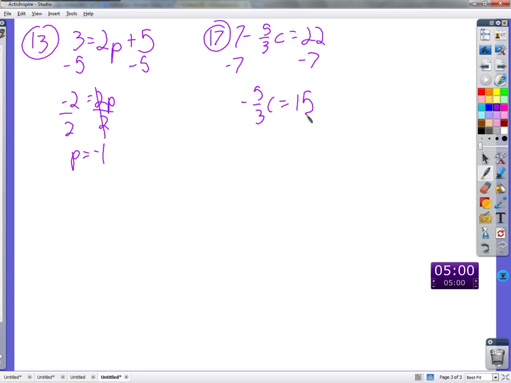Okay. So now we want to know C. Okay. Well, we know the opposite of 5/3 times c, that would be, if you took c, multiplied it by 5 and divided by 3, and then made it the opposite of whatever that was, then you would get 15. So how do we counteract that? How do we do the inverse of all that?